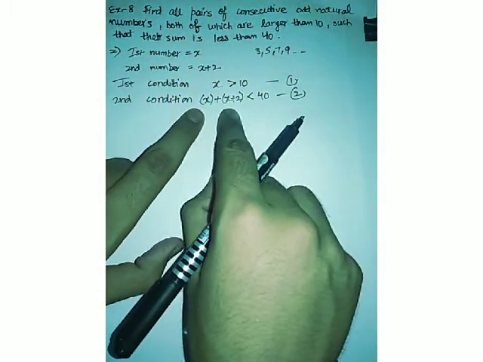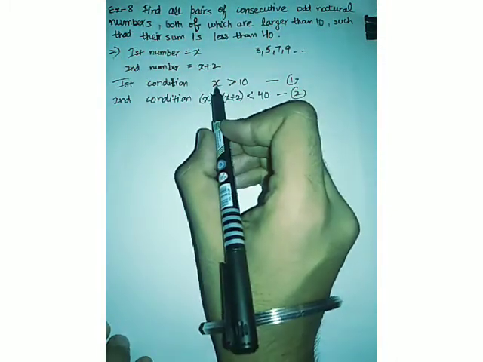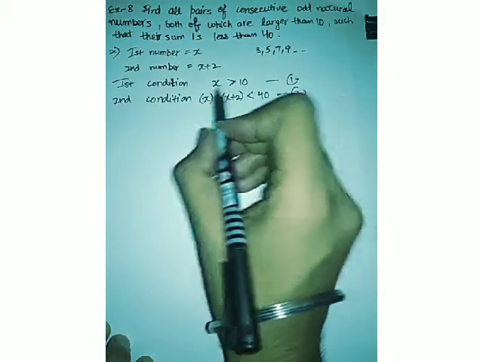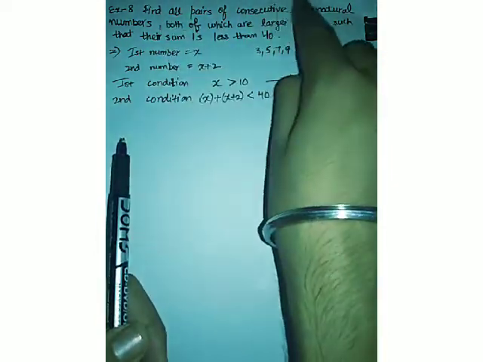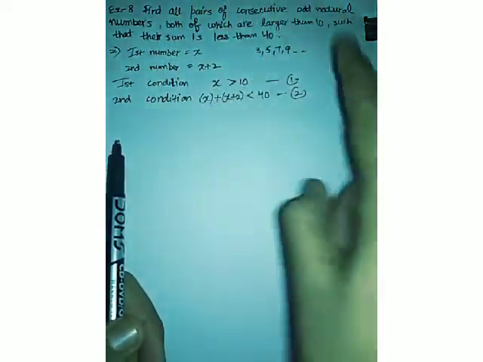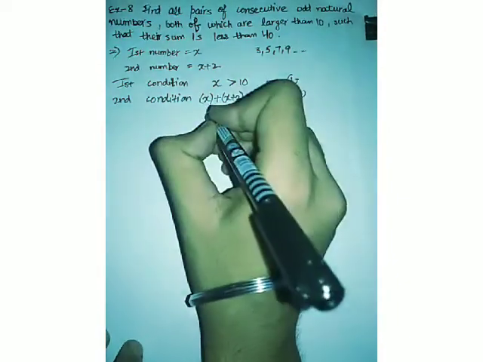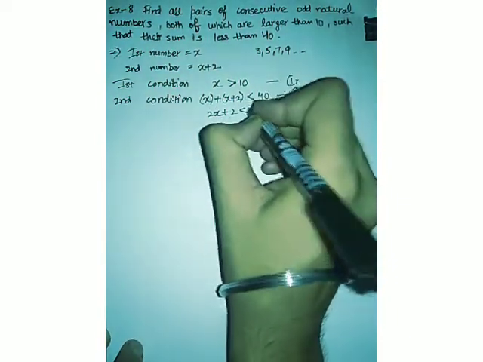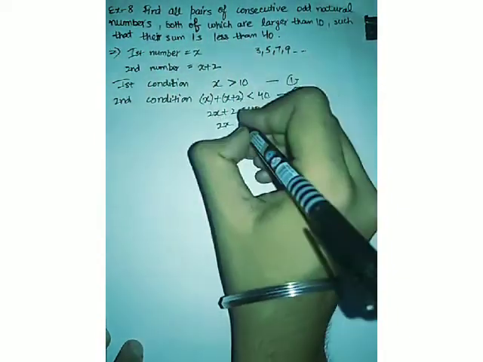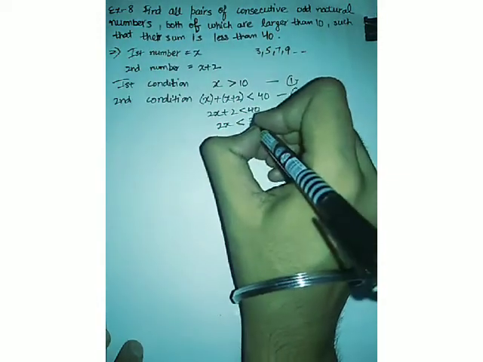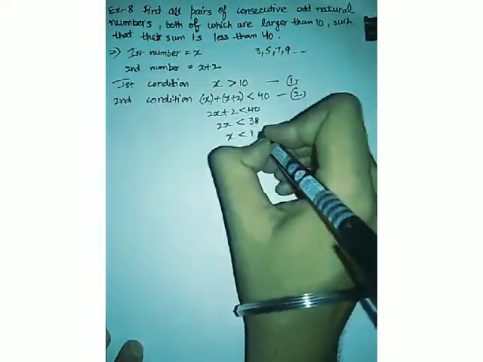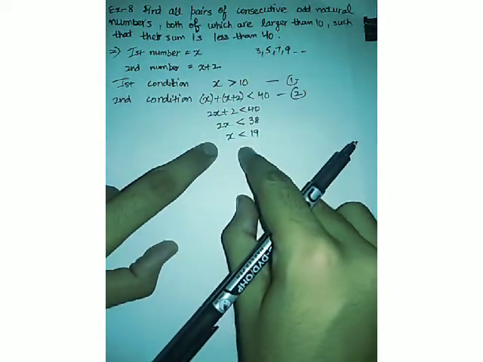So to find the pairs, we have to find the limit in which the value of x is lying. So let's start. One inequality is already defined, that x is greater than 10. So all of the pairs of consecutive odd numbers must be greater than 10. Now solve this. You will get 2x plus 2 less than 40, 2x less than 40 minus 2, that is 38, and x less than 19. Now we have a limit of x.